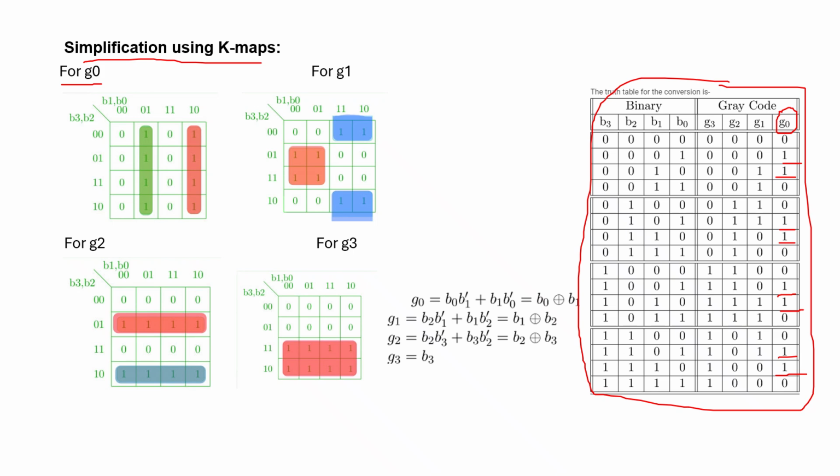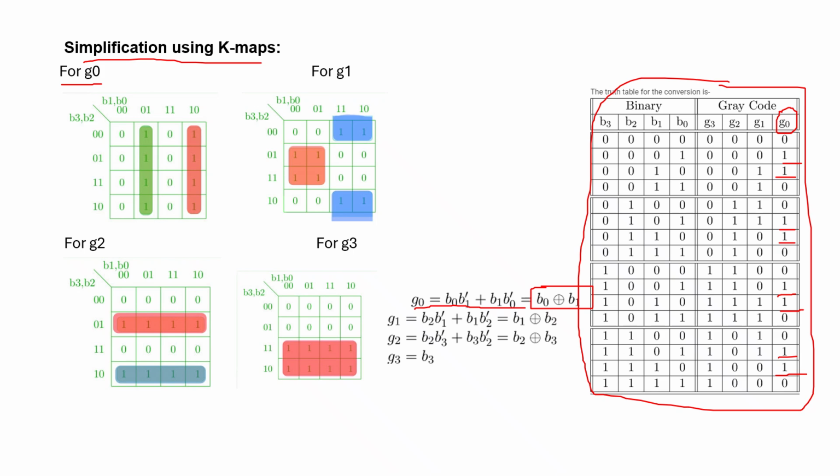From that we can get the answer as B0 B1 bar. Then we get B1 B0 bar. So what will be the answer? For G0 we are getting B0 B1 bar plus B1 B0 bar. So the answer will be B0 exclusive OR B1, the simplified form of that.